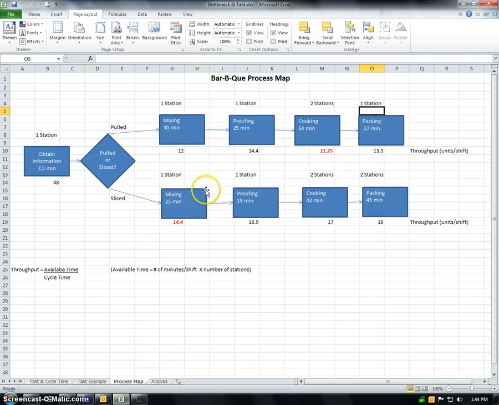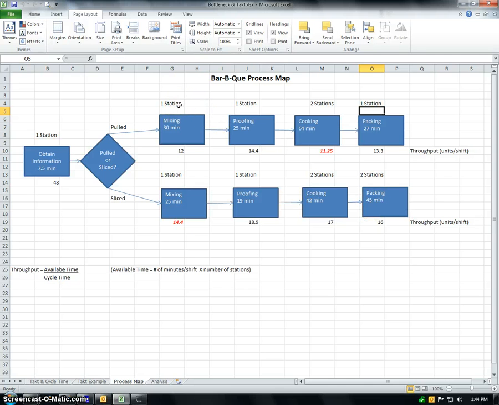You can see that the steps are the same between the two processes, but the amount of time that it takes for each step is a little bit different. So we have a mixing step here in the pulled process. Mixing takes 30 minutes, proofing takes 25 minutes, cooking takes 64 minutes, packing takes 27 minutes. And similar on the sliced meats, but a little bit different times.